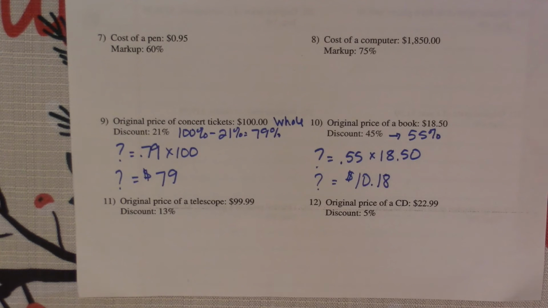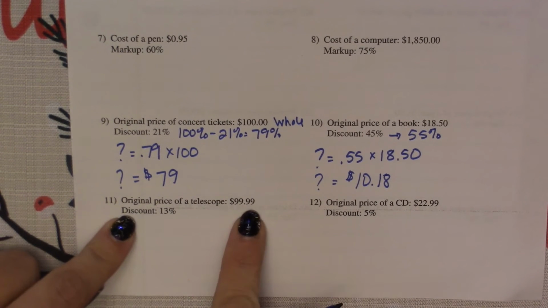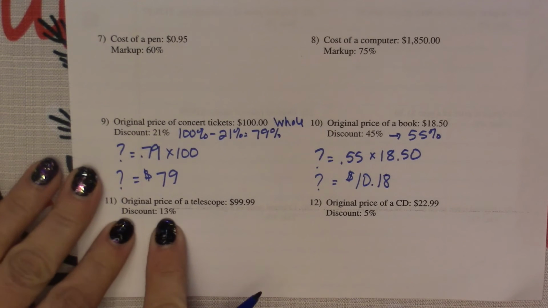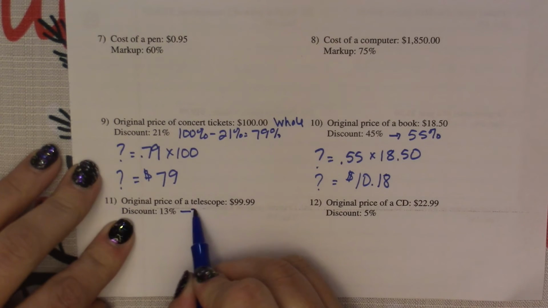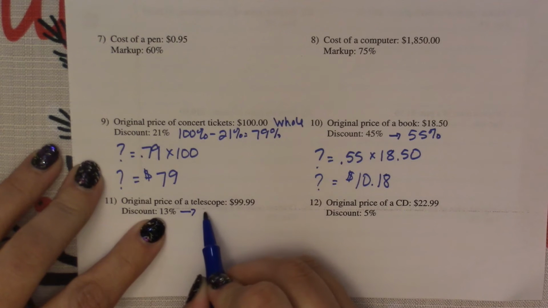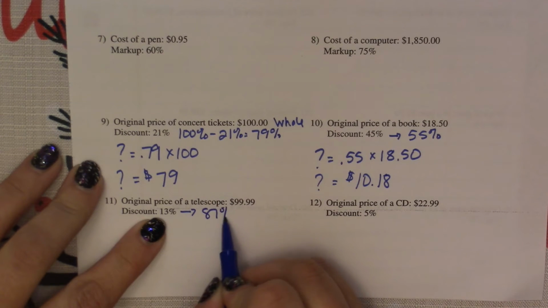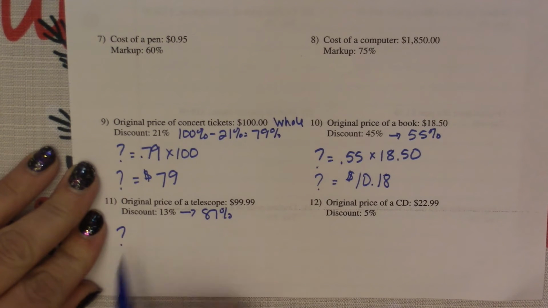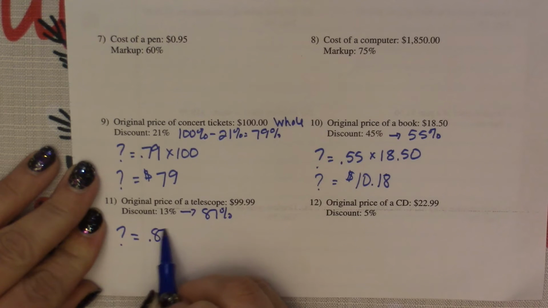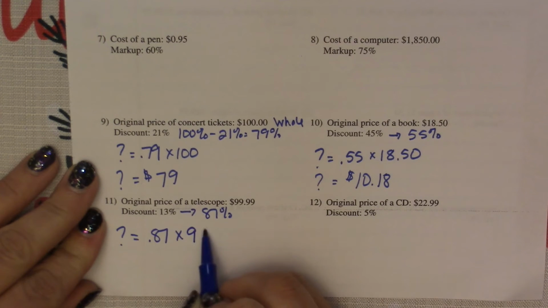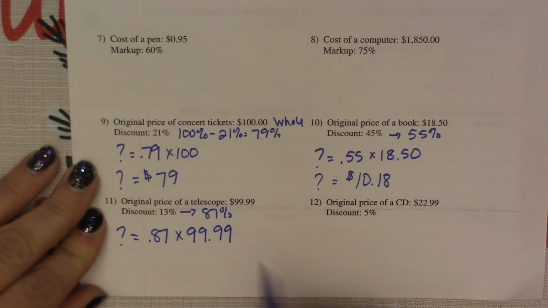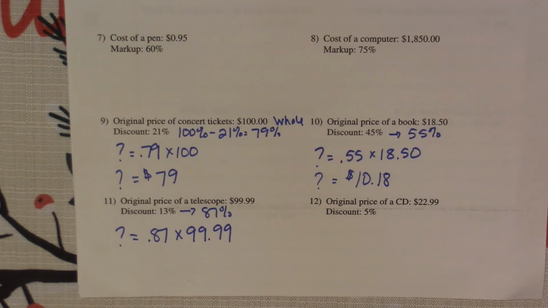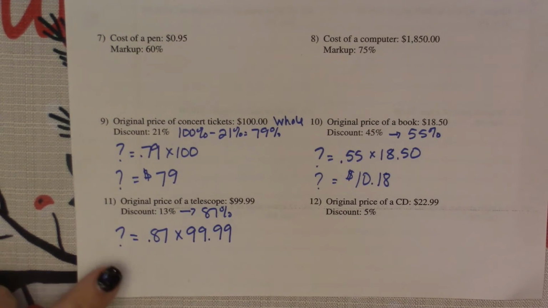All right, let's look at number 11. The original price of a telescope is $99.99 with a discount of 13%. So that means that our customers are paying 87% of the price. So the part the customer pays is equal to 87% as a decimal times $99.99. And no, you cannot round it. You need to leave it as $99.99.